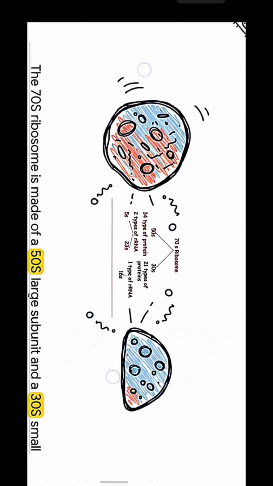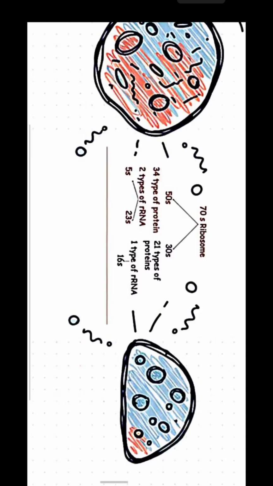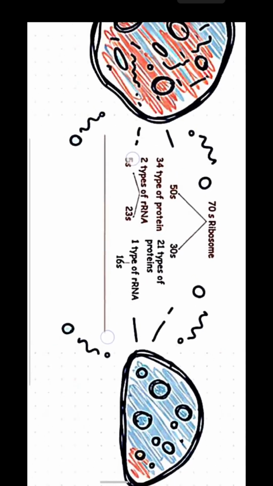While in case of prokaryotic cells, that is 70S ribosomes, the largest subunit is called 50S. It consists of 34 types of proteins and 2 types of rRNA, that is 23S and 5S rRNA. The smaller subunit of 70S ribosomes consists of 21 types of proteins and 1 type of rRNA, that is called 16S.